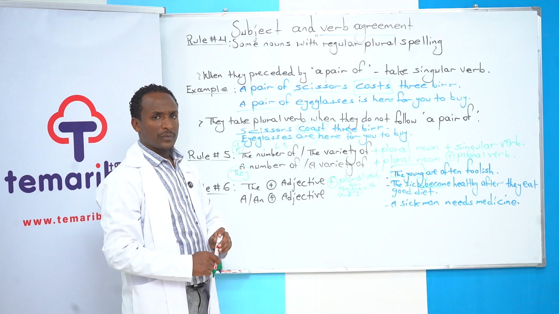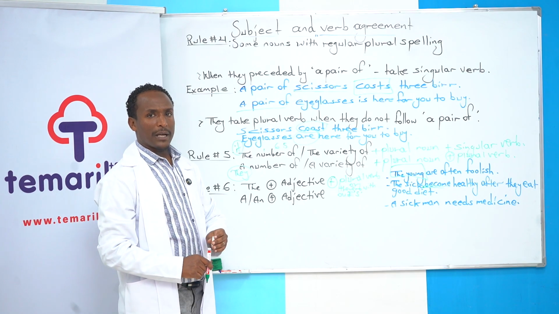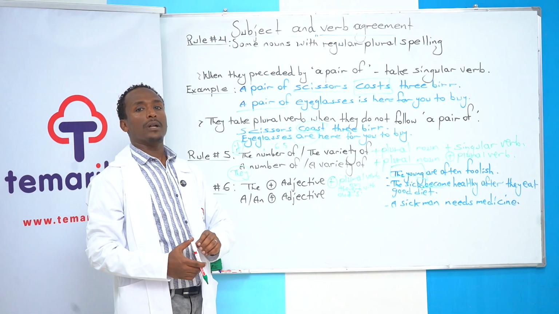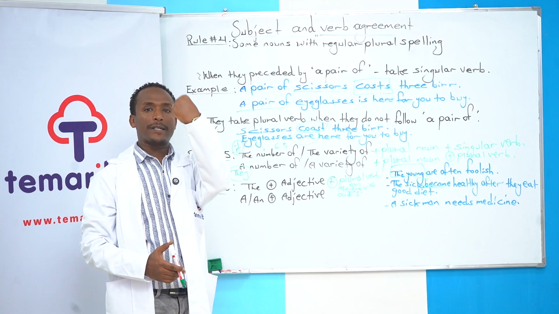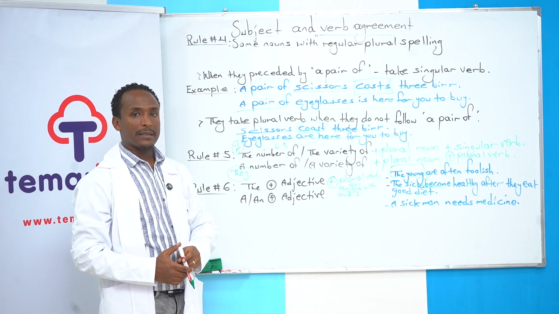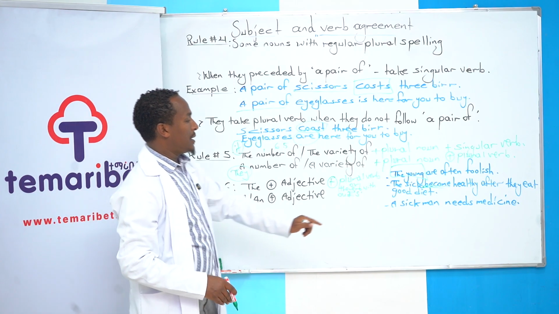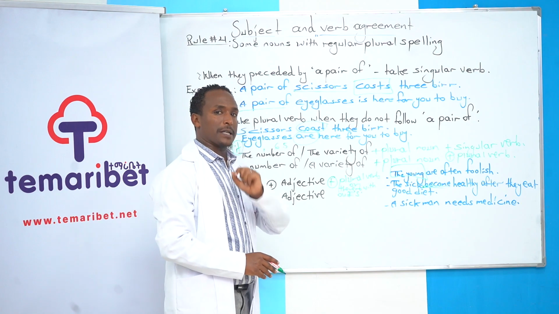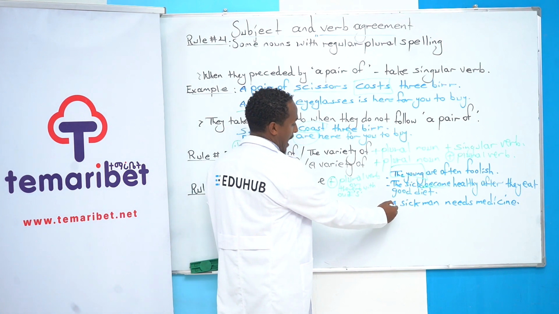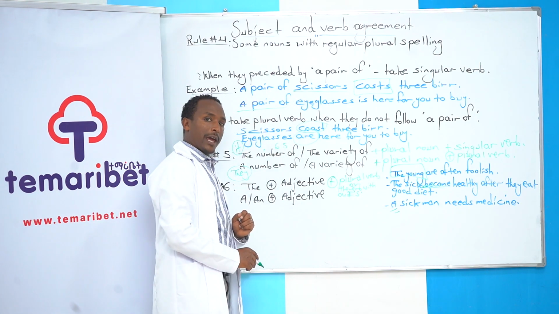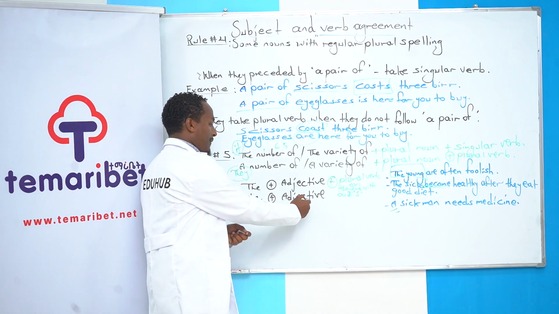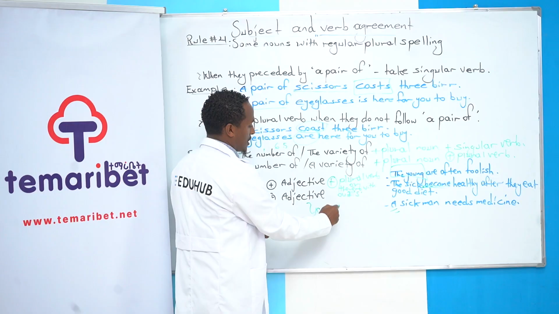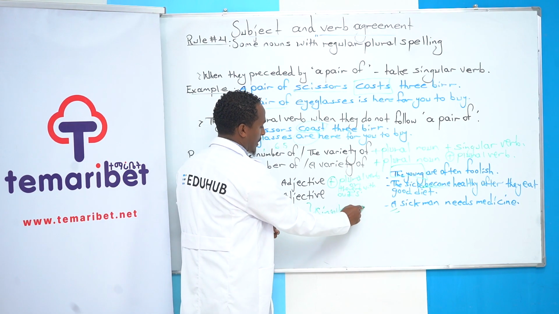The next one. What if a and an plus adjective? A and an plus adjective is considered a singular subject. You are talking about one person, one thing, or one place. For example, a sick man needs medicine. How many sick people? Only one person. How do we know that? There is a. So a and an plus adjective comes with a singular verb, okay? A singular verb.